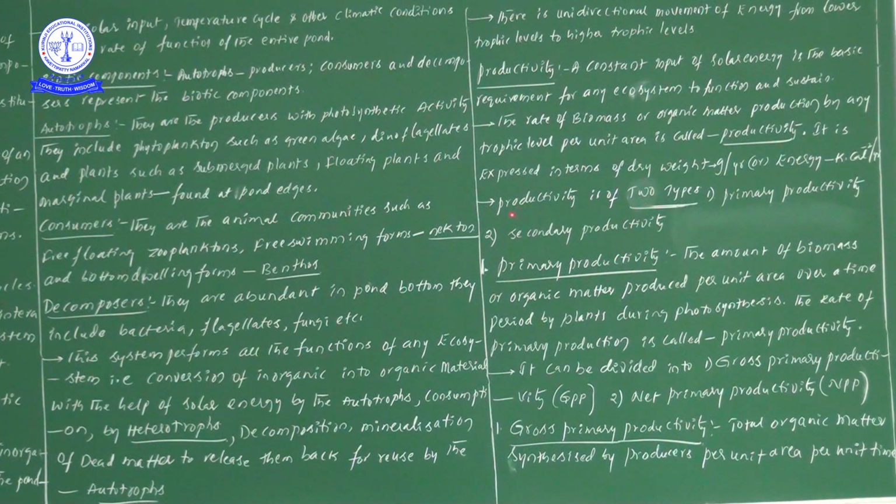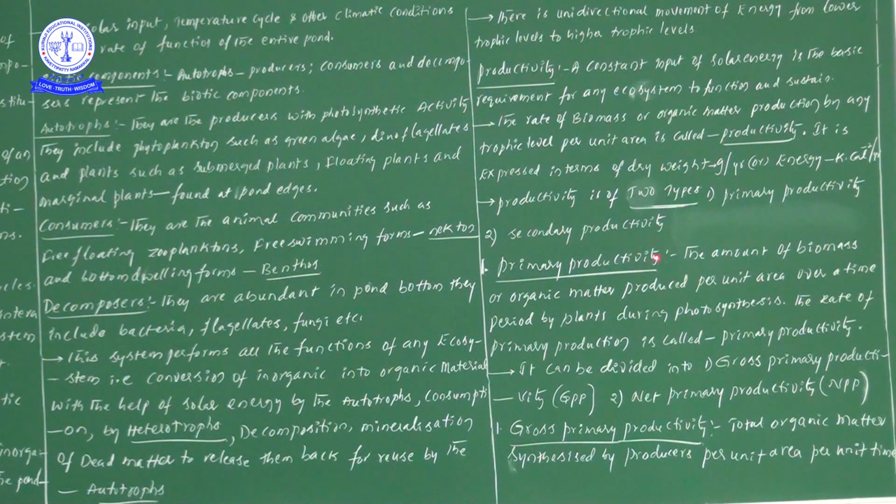So this productivity, for our convenience to study, is divided into two types. The first one is primary productivity and the second one is secondary productivity. Now let us start to learn the primary productivity.